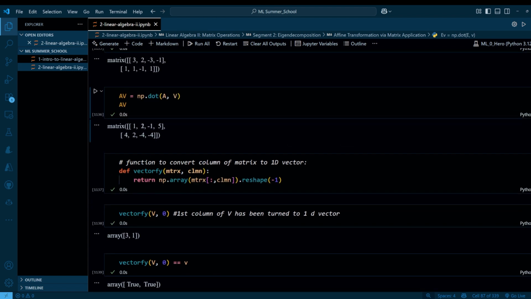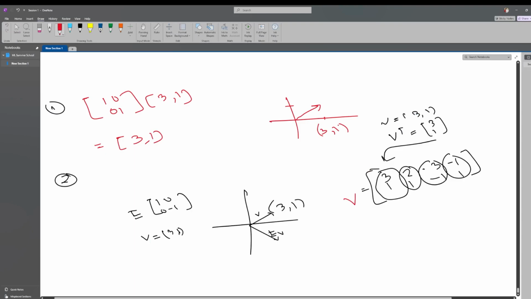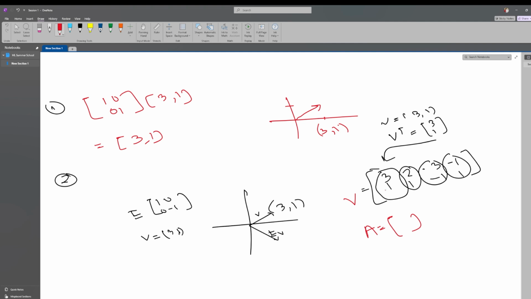Again, this is AV. Okay, AV: multiplying the A matrix with the new matrix we have. So this is V, and we have some sort of A matrix. Great. Keep it in mind, this V was actually created using some individual vectors. Like 3 1 was converted, basically transposed, and was part of the matrix.